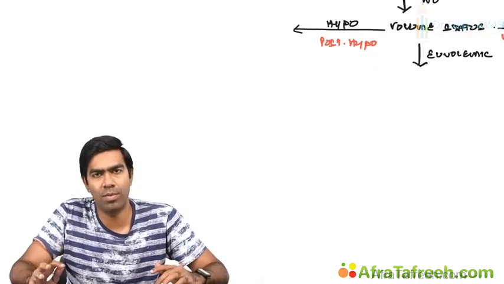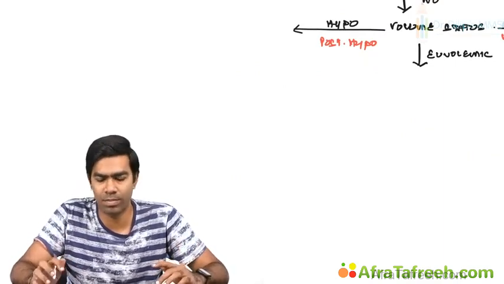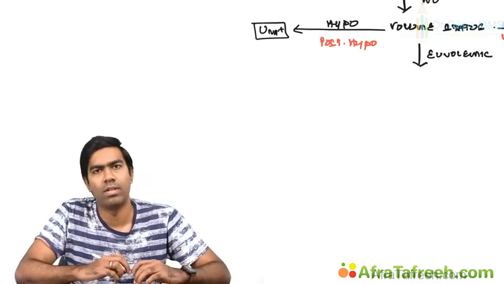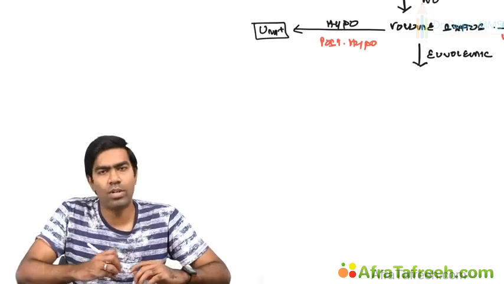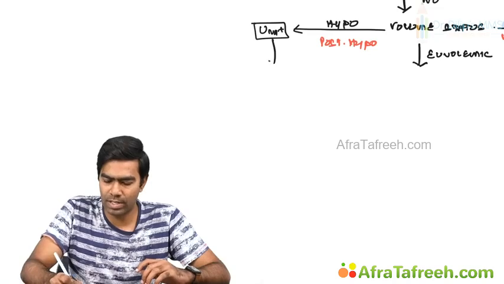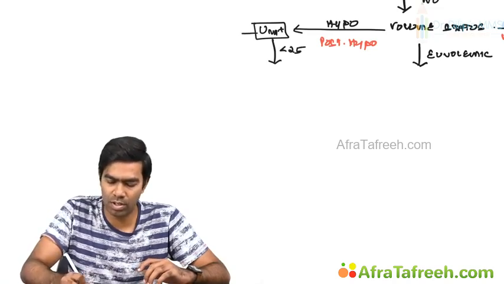In a patient with hypovolemic hyponatremia, that the patient is hypovolemic means you have to see the urinary sodium. When you see the urinary sodium, you can divide into two, where the patient is having urinary sodium of less than 25 or urinary sodium of more than 40, or somewhere in between, a urinary sodium of 25 to 40.